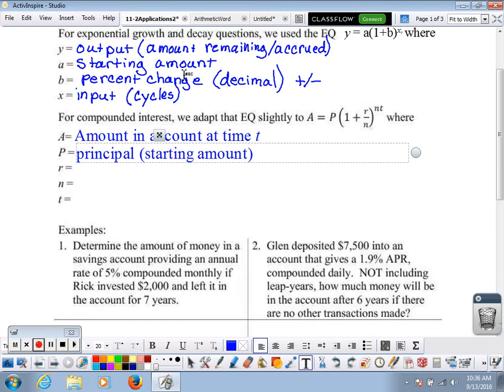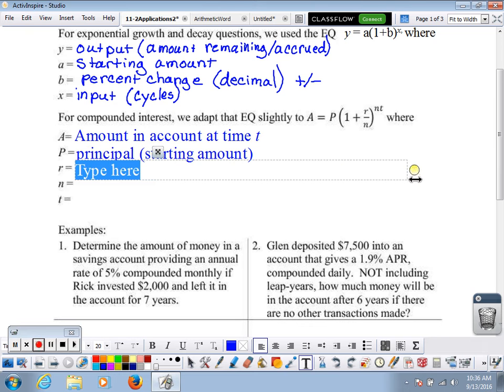When you're talking about your student loans, probably for the next several years, the principal amount is the initial amount that you borrowed. So loans and bank accounts work the same way as far as interest goes. R. Well, if we're talking about interest, what do you think R represents? Rate.